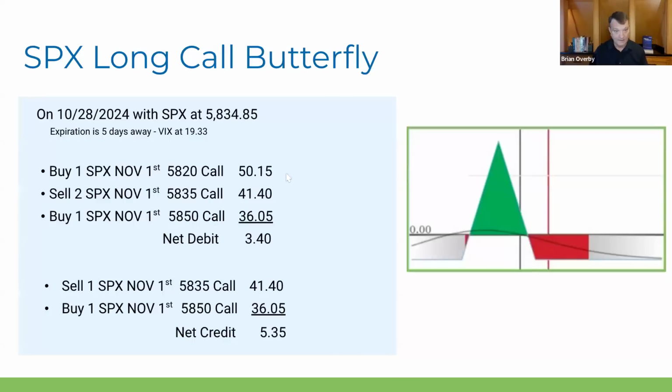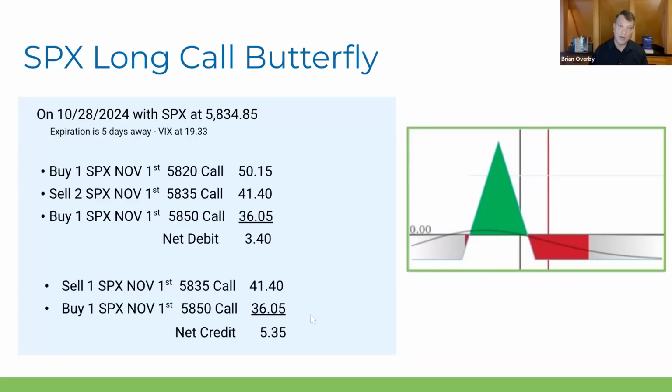Okay. Now, the market goes against us. Let's say the market goes down 0.5%. If it goes down 0.5%, the initial butterfly you were paying $3.40 for, if you just put on a butterfly at the money using calls on Monday, what this is implying is that this short spread is $5.35.